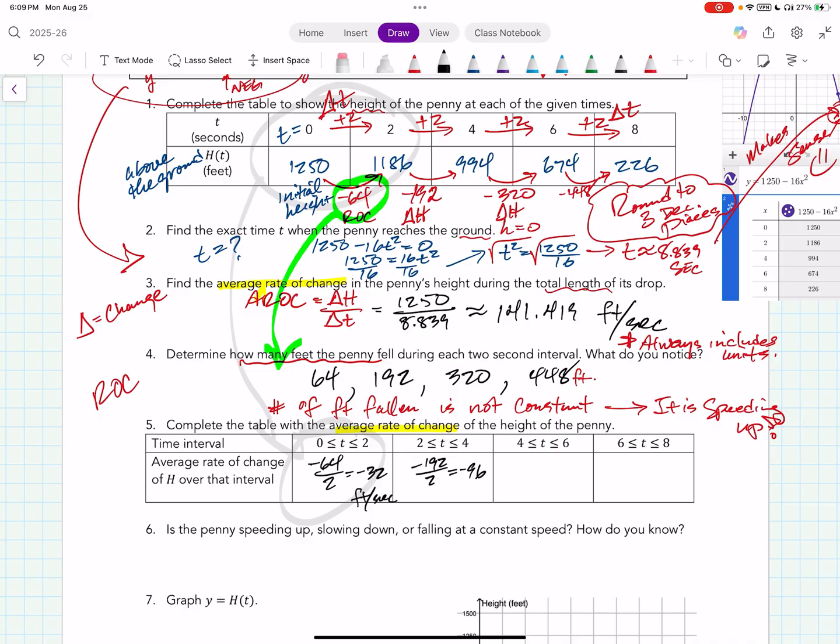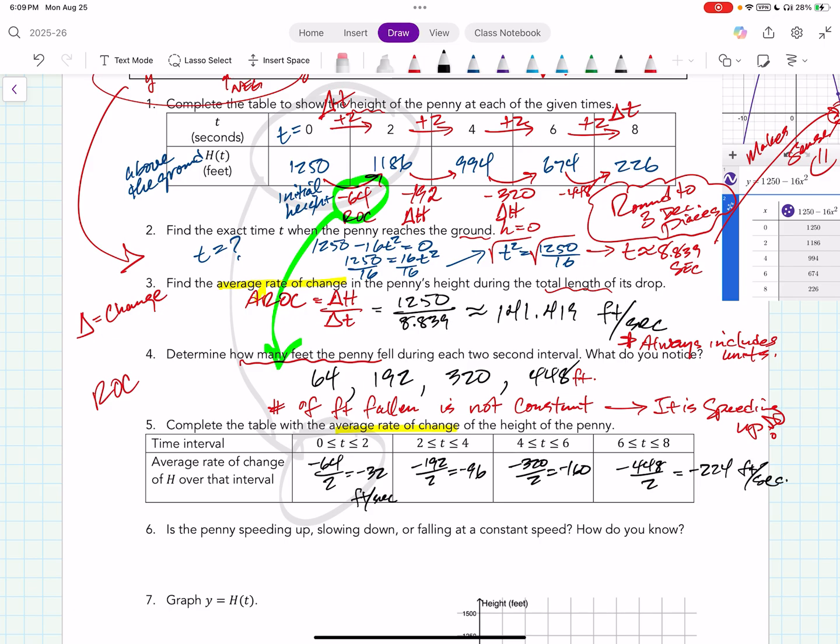In the next time interval, we get negative 320 divided by 2, which is negative 160 feet per second. In the last time interval, we got negative 448 divided by 2, and you get negative 224 feet per second. Feet every second. Okay, and these are the average rates of change on each interval.